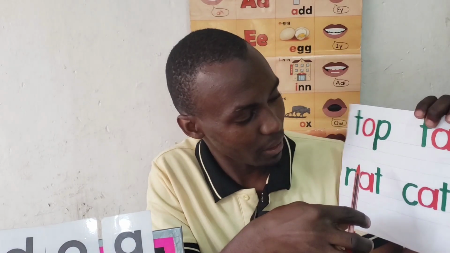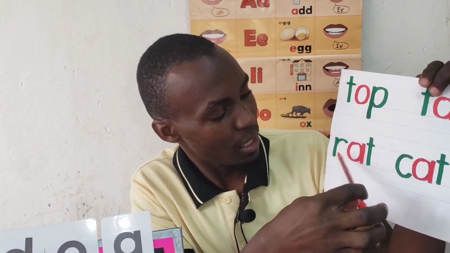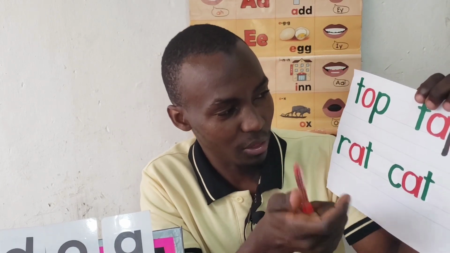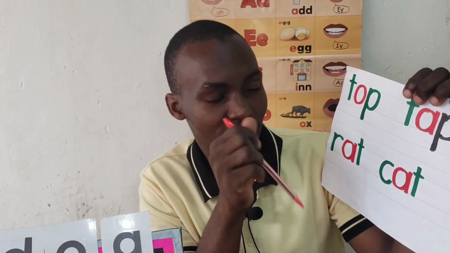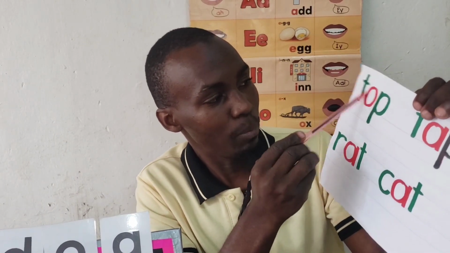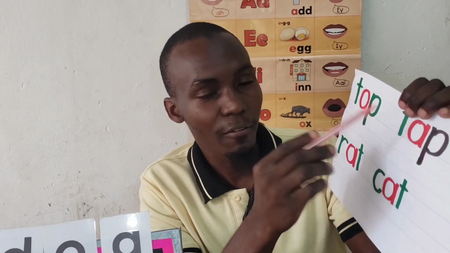Then we go to the middle sound. Here we are identifying the middle sound. This is top, so the middle sound is o. Then this is rat, the middle sound is a. This is tap, the middle sound is a. This is cat, the middle sound is a. Tell your child to circle the words that have the same sound in the middle. Top is the word that is different from all these words, because all the others have the same vowel sound in the middle.